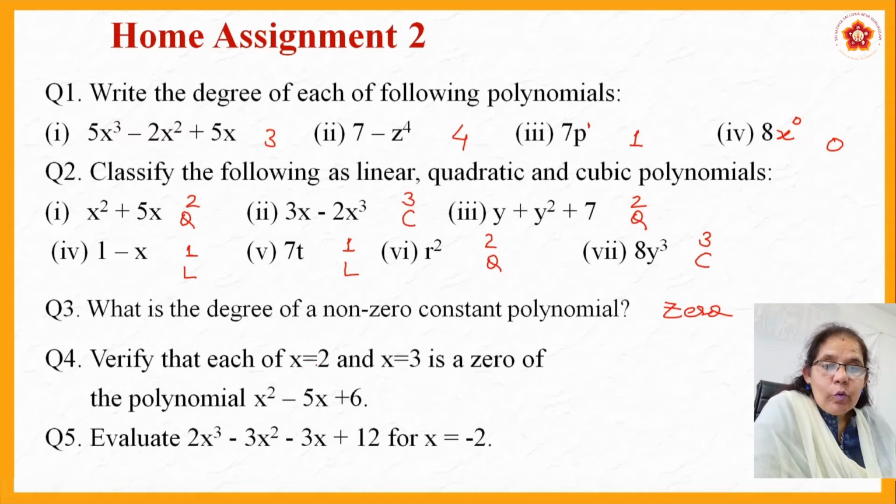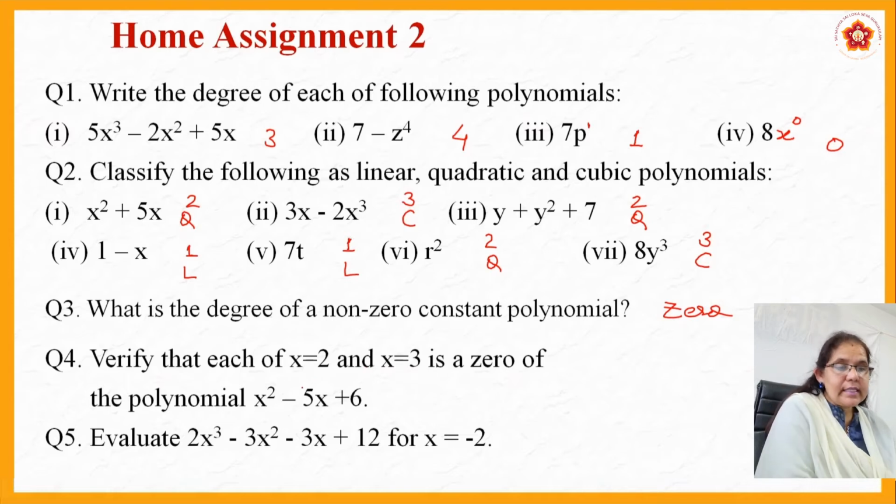Look at question number 4. Verify that each of x is equal to 2 and x is equal to 3 is a zero of the polynomial x squared minus 5x plus 6. Let's quickly solve it.